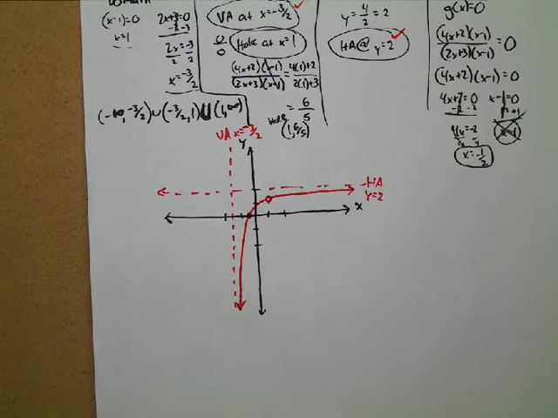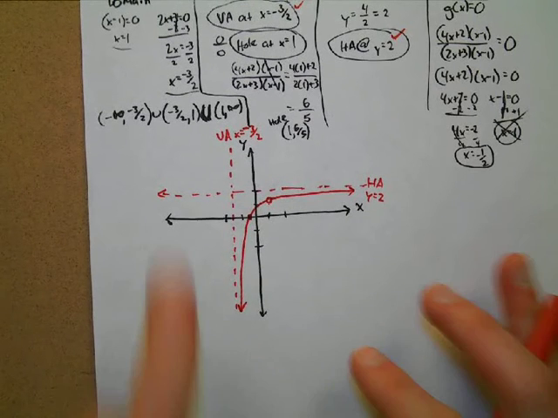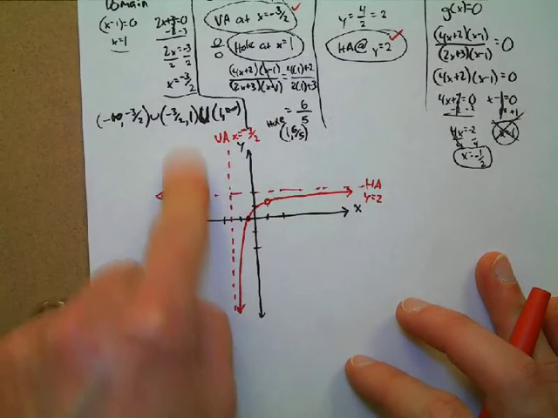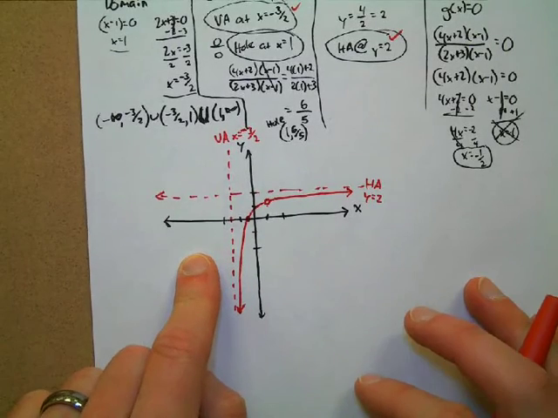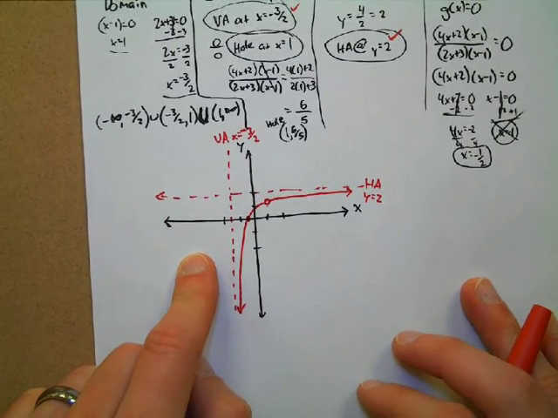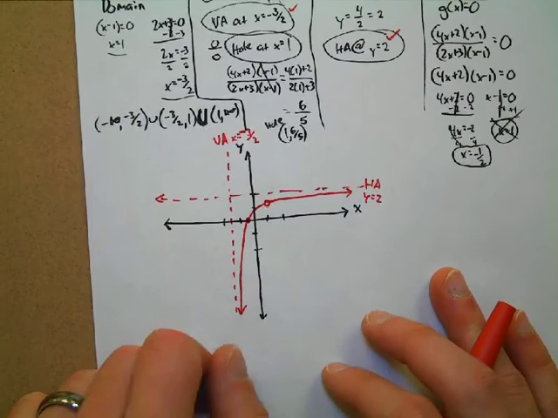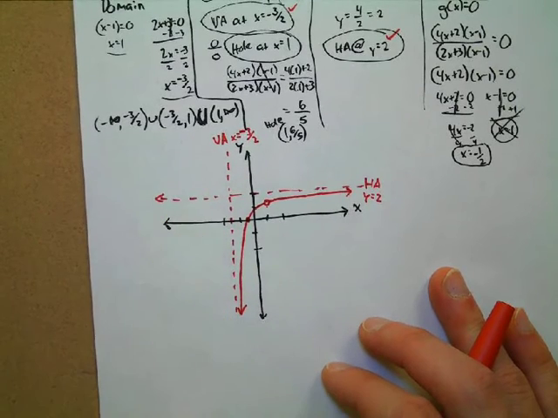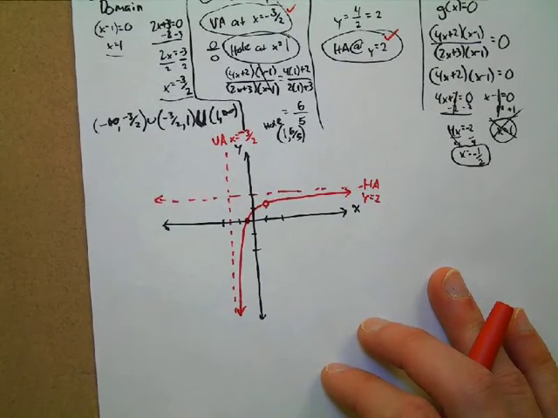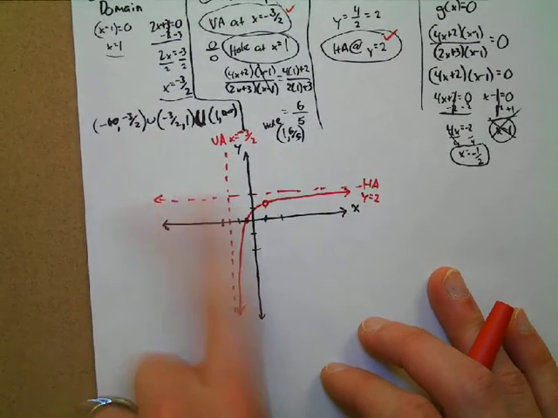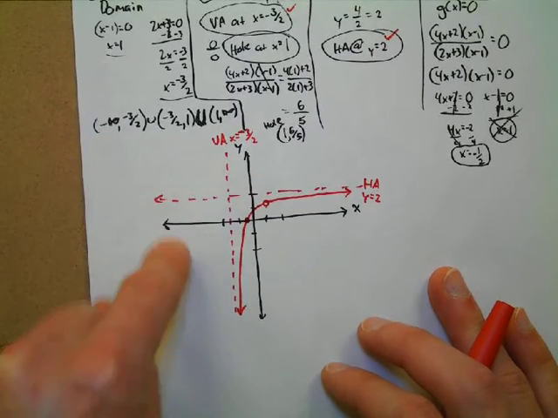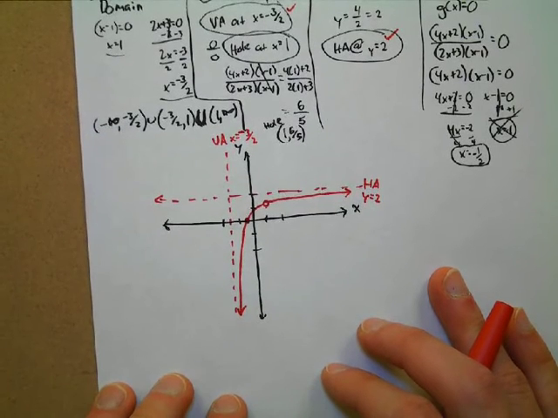Now, this is not the full graph yet. We still have to look over here and see if we need to graph anything, but I have no points over here. If we had to guess, where would you guess the graph would be? Above the horizontal asymptote or below the horizontal asymptote? There's more graph to graph over on this side. It's going to be above, yeah.